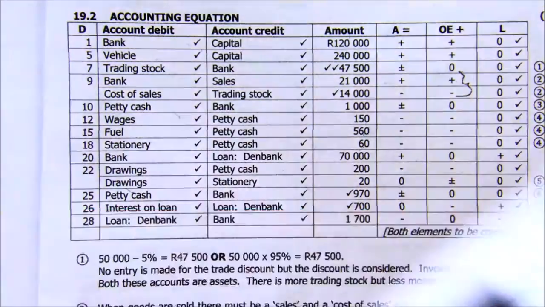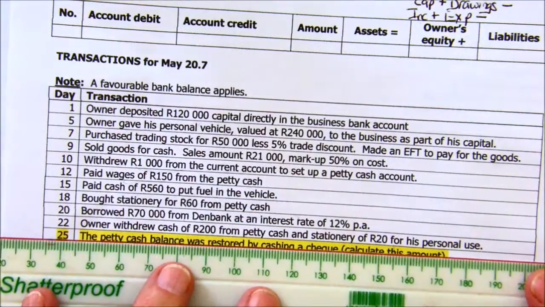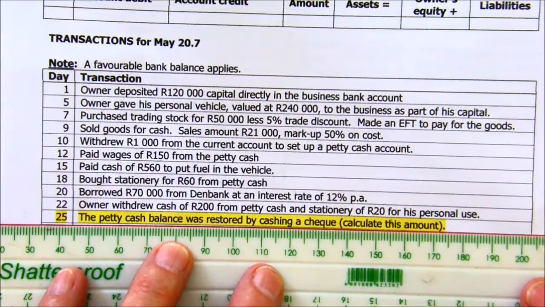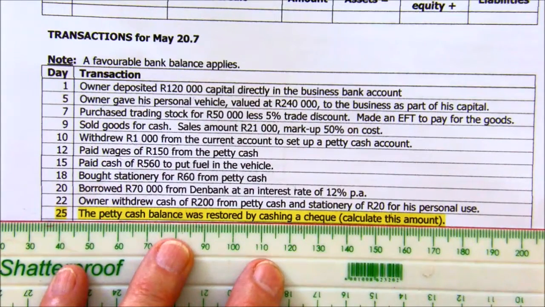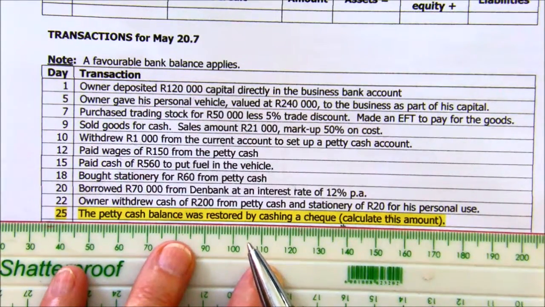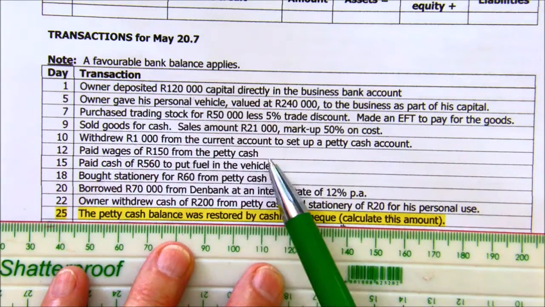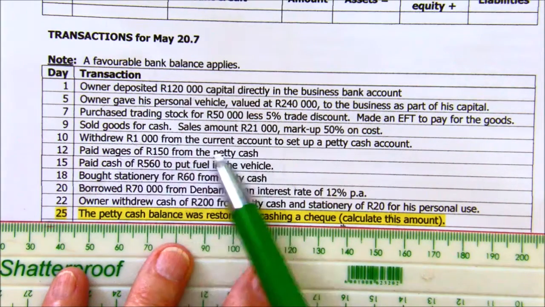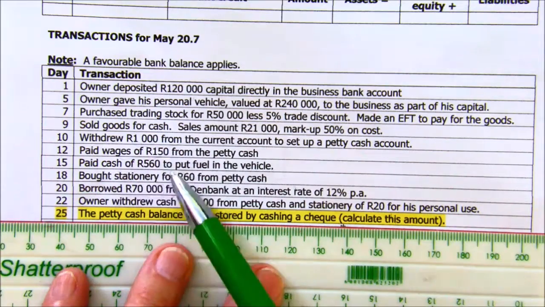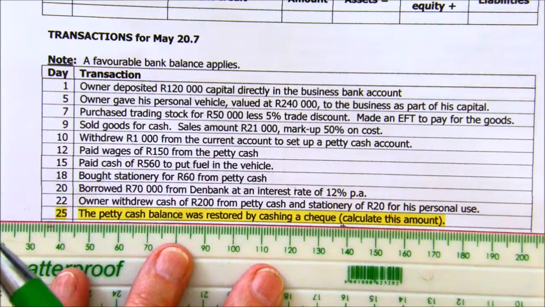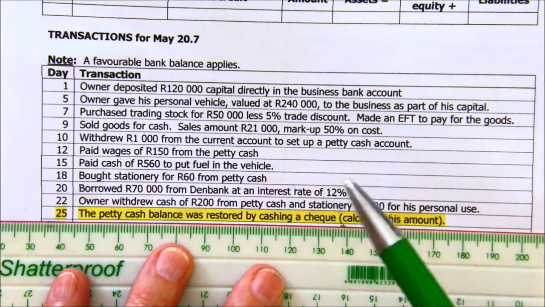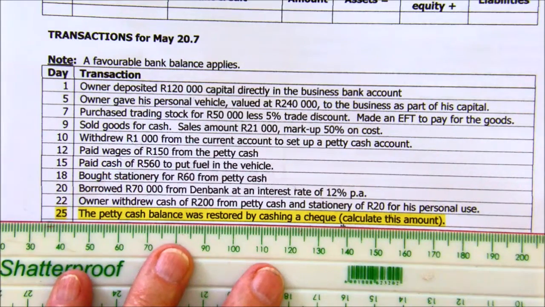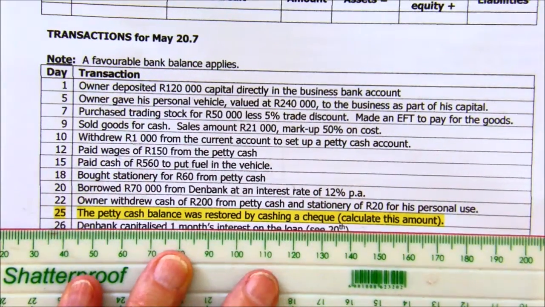Now the next entry over here, petty cash balance was restored. Now you will have known that when you did petty cash, you spoke about the imprest amount. Whatever has been spent here, the 150, the 560, whatever we spend, we've now got to restore. We've got to make up. We've got to get enough money back to compensate for all the money we've spent.